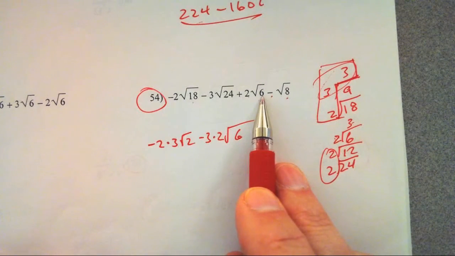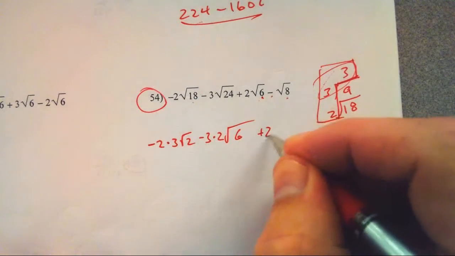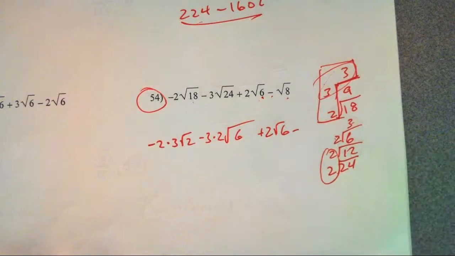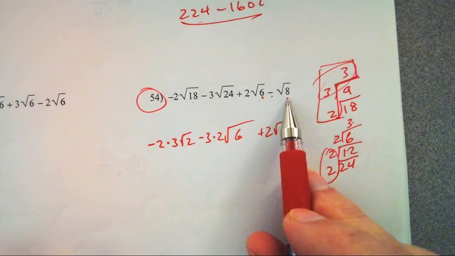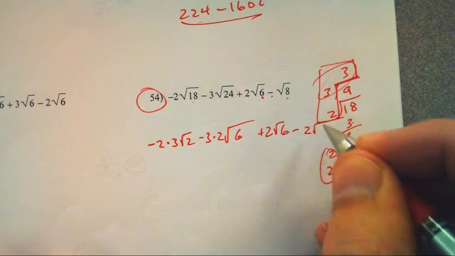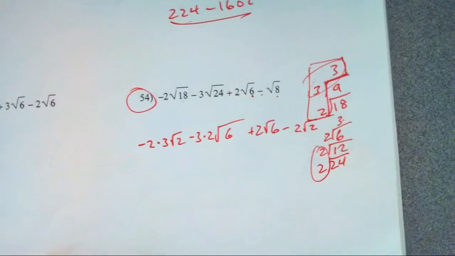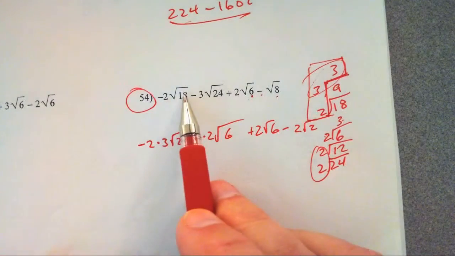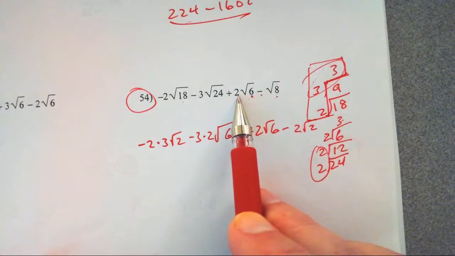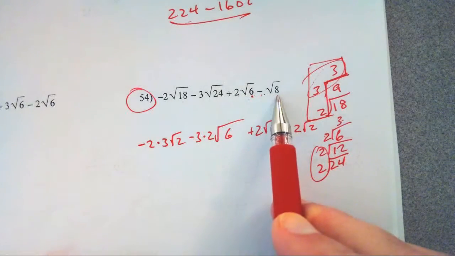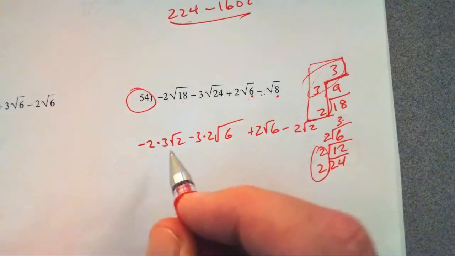Can I jailbreak anybody from this 6? It's just 2 times 3, so plus 2 root 6 minus, can I jailbreak anybody from the 8? It's 2 times 2 times 2, or 4 times 2. Square root of 4, 2, leaving a root 2. So when I had -2x minus 3y plus 2z minus r, I don't anymore. I now have like terms.